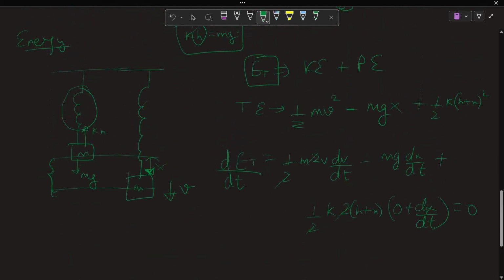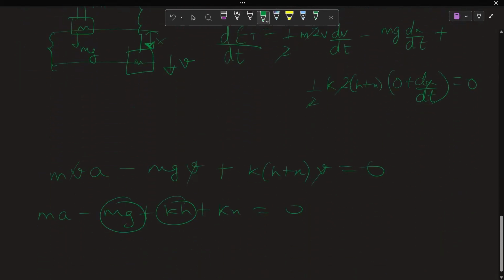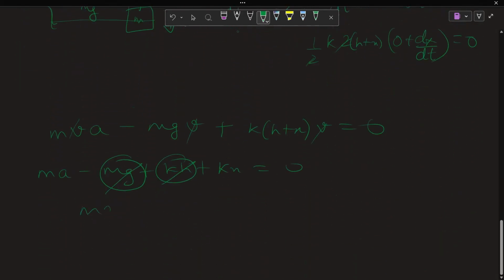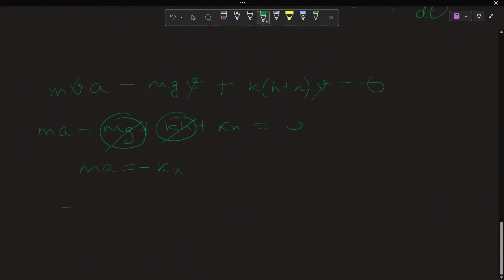Now, here what we observed was kh is equal to mg. So kh and mg cancel out, minus plus. So ma is equal to minus kx. We again got to the same conclusion. Acceleration is minus omega square x, so m times that is equal to minus kx. Minus minus cancels out, x cancels out. So omega comes out to be root k by m, and time period comes out to be 2 pi by omega, which is equal to 2 pi root m by k.